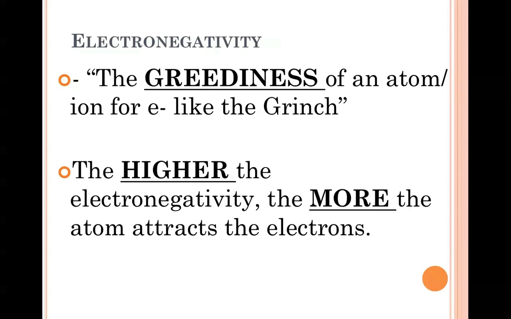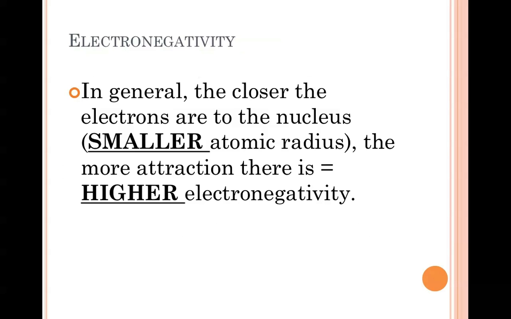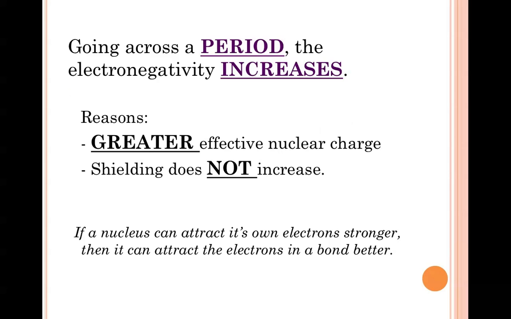One way to look at this is kind of like the Grinch, the greediness of an atom or ion for electrons. Again, the higher this value is, the better it attracts electrons, the greedier it is. In general, the closer the electrons are to the nucleus, the more attraction there is, so thus there's a higher electronegativity. And I'll come back to that in just a second.